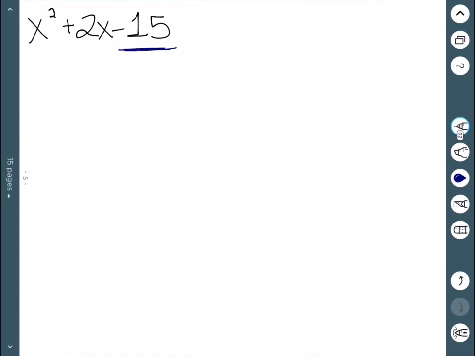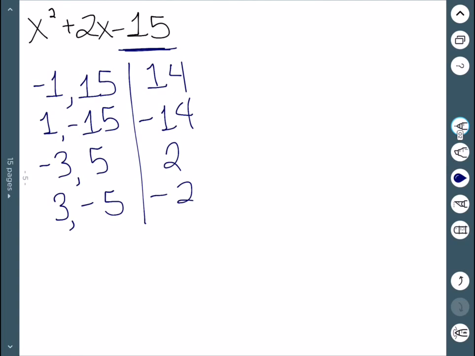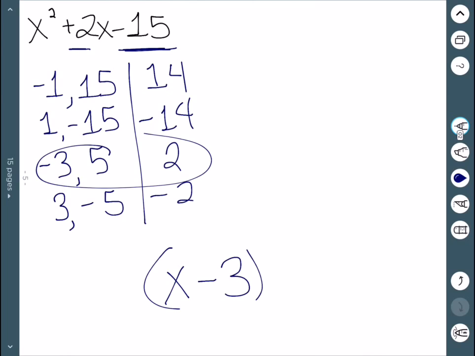This time we need numbers that multiply to be negative 15. Negative 1 and 15, or 1 and negative 15. Negative 3 and 5, or 3 and negative 5. These add to be 14, negative 14, 2, and negative 2. And we need a positive 2. So x minus 3, x plus 5. And when we're factoring these, it doesn't matter which term we write first. I could have also written this as x plus 5 times x minus 3.